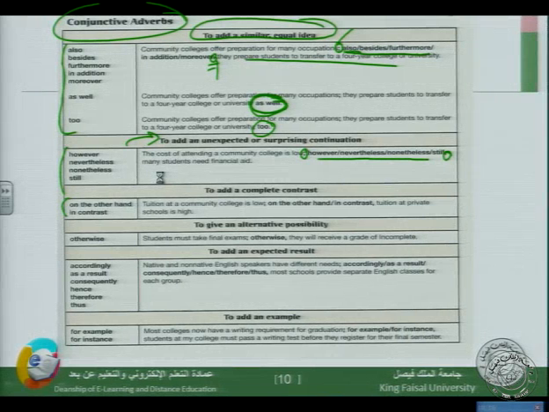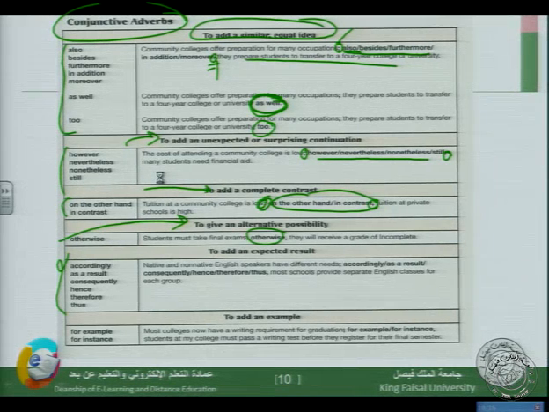Also, on the other hand, in contrast is used to add a complete contrast. On the other hand, or in contrast, tuition at community college is low. On the other hand, tuition at a private school is يعني على النقيض. لاحظوا أيضا semicolon right here والcomma. Otherwise, to give an alternative possibility. For example, students must take the final exam, otherwise they will receive a grade of incomplete. لاحظوا كيف استخدام otherwise. Students must take final exam, otherwise they will receive a grade of incomplete.